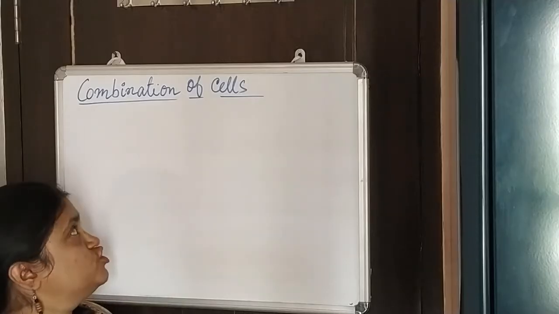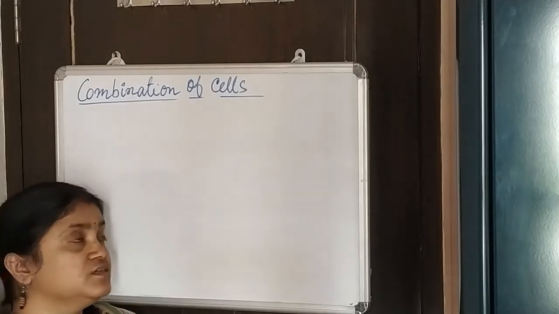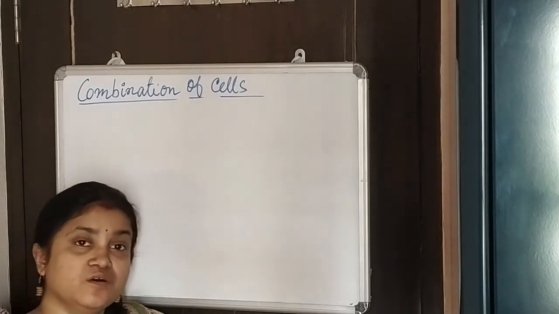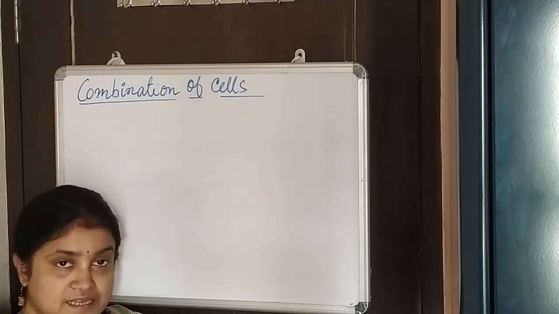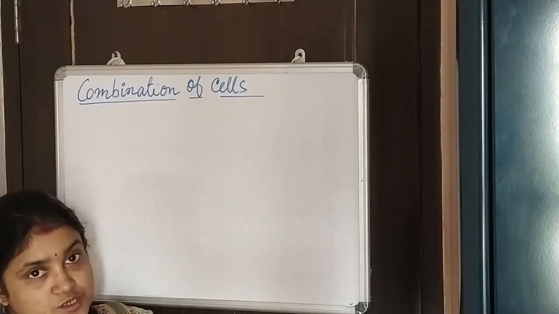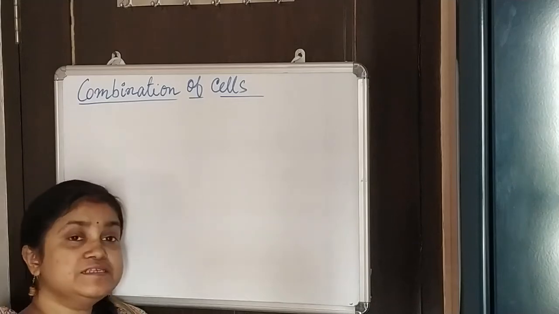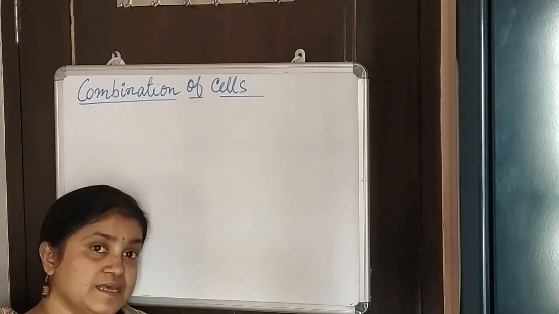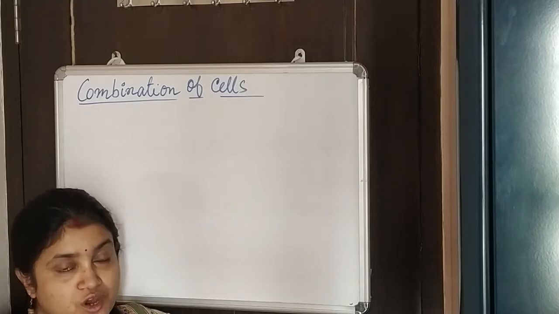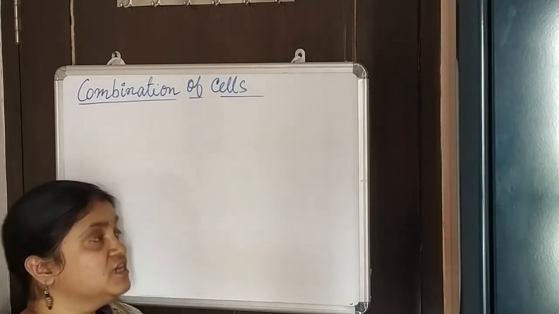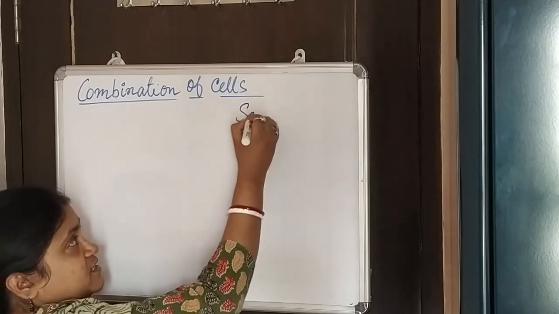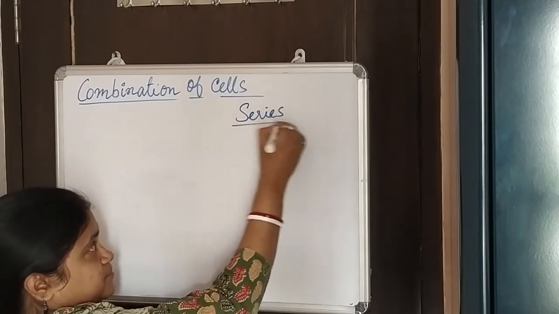Hi everyone. So today we'll be starting with the topic combination of cells. In the previous class we have learned what cells are and what the history of the cell is, and now we will see the combination of cells. There are generally two combinations, series combination as well as parallel combination. First we will look at the series combination of cells.